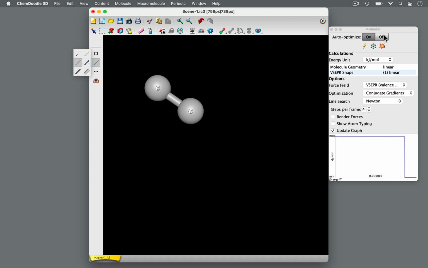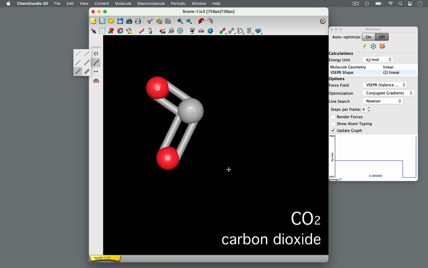Beryllium chloride only has single bonds. What about molecules with double or triple bonds? How does that influence molecular geometry? Let's look at carbon dioxide, which has a central carbon atom with two oxygen atoms connected by double bonds.